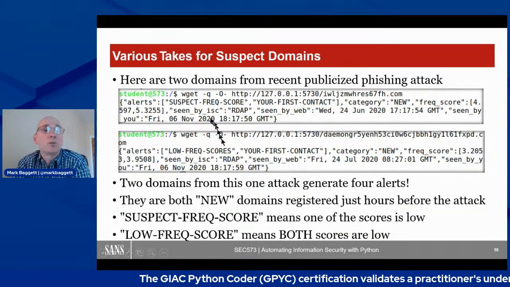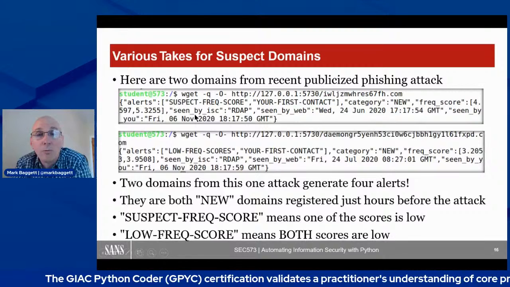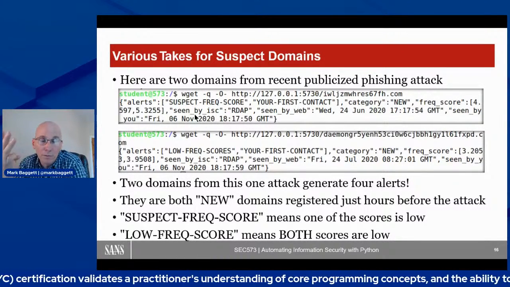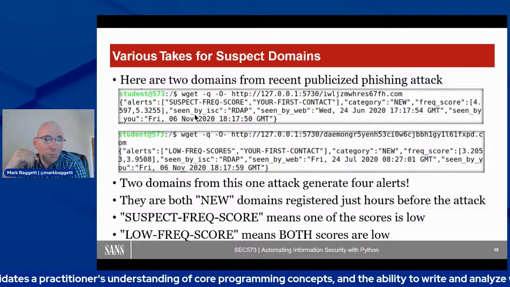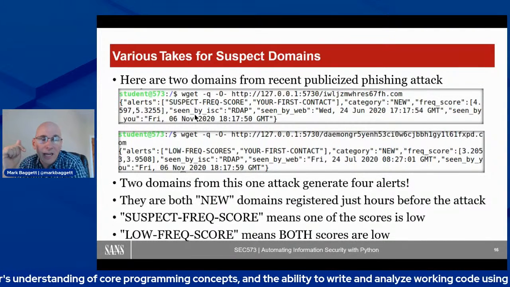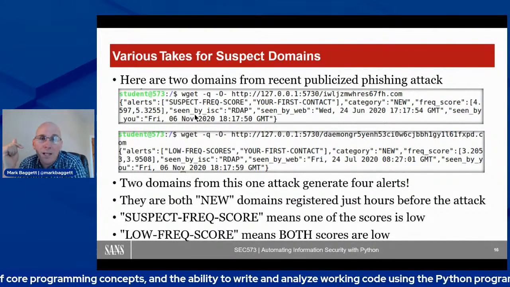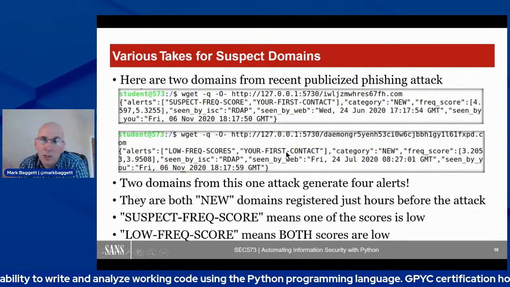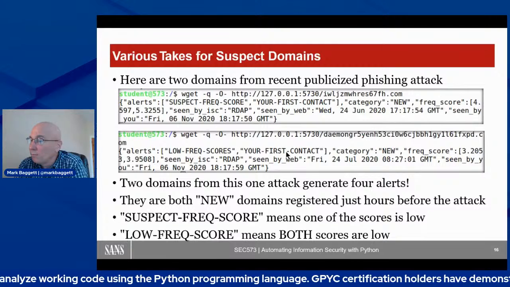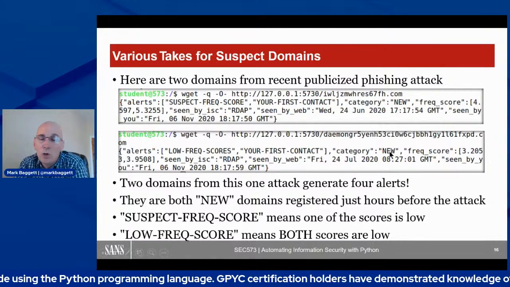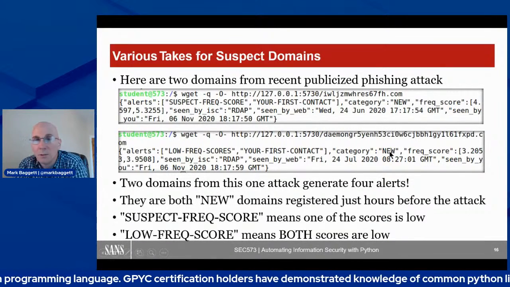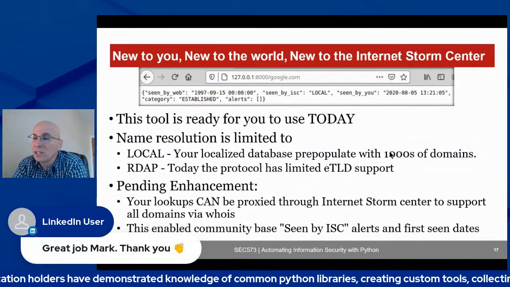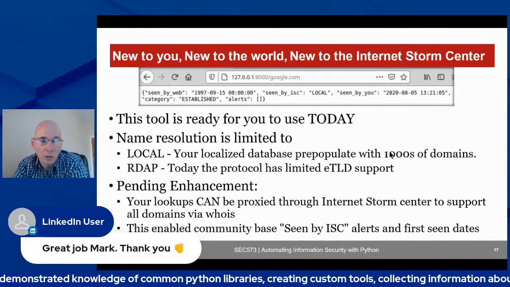A low frequency score is worse than a suspect frequency score. A low frequency score means that both of your frequency scores are below the threshold, meaning that it is almost definitely a random set of characters making up that particular host name. And we also get, again, it's our first contact. Nobody in your network has ever gone to that domain before. And then again, new. This is a brand new domain that somebody just stood up. So those are the kind of alerts that you can expect to get from domain stats.